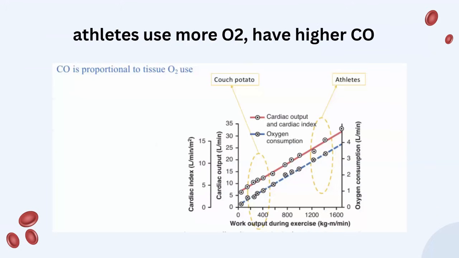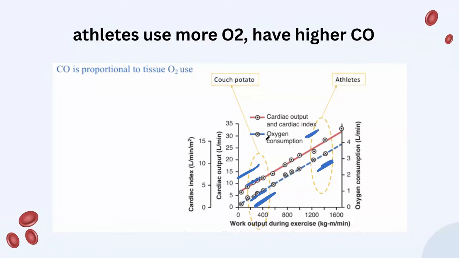Athletes use more oxygen and have a higher cardiac output. If you look at this graph, the blue part represents oxygen consumption and the red part represents cardiac output. In somebody with low oxygen consumption, the cardiac output is also going to be low. But in somebody with higher oxygen consumption, the cardiac output is also going to be high. So it's like a linear relationship.